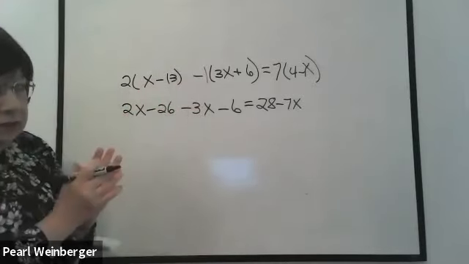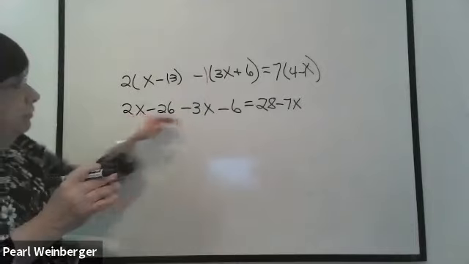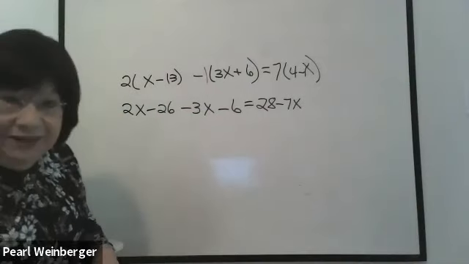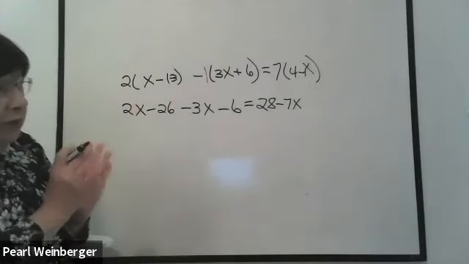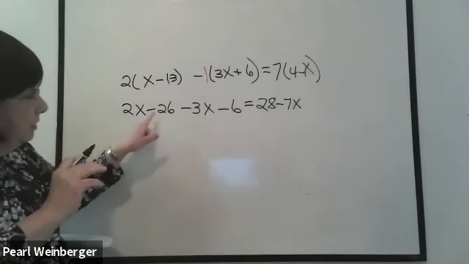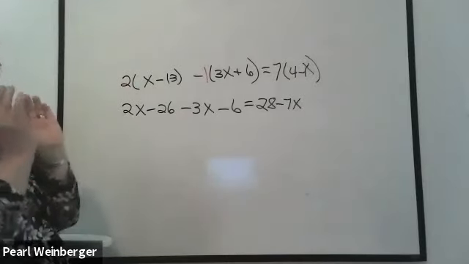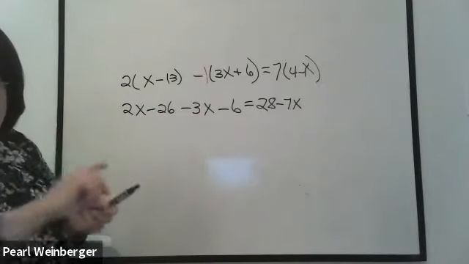I'm not up to moving things. I'm only up to moving things when I just have an x and a number on each side. I have too many things on this left-hand side. So we're going to have to combine, yes, Ashley, you're right, we're going to have to combine the like terms. We're not moving anything from one side to the other. I am only looking to combine the like terms. So what are my like terms? 2x and -3x, and -26 and -6.